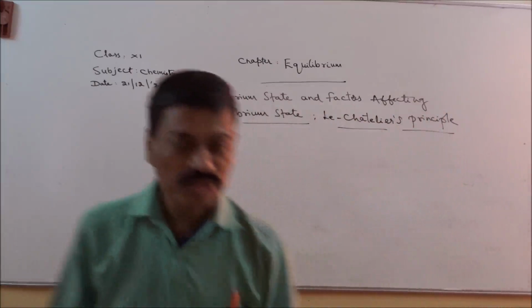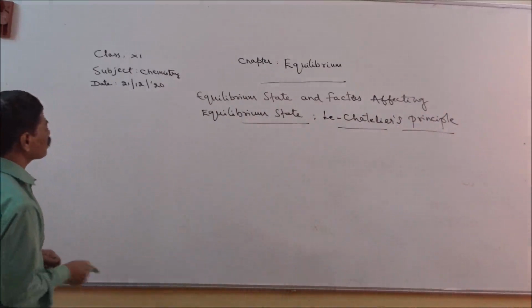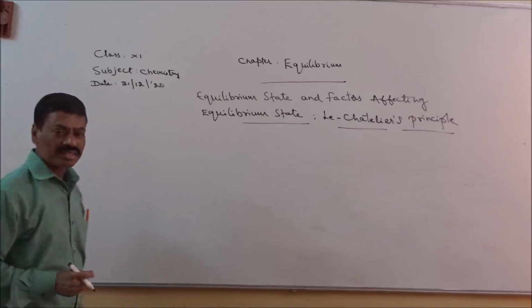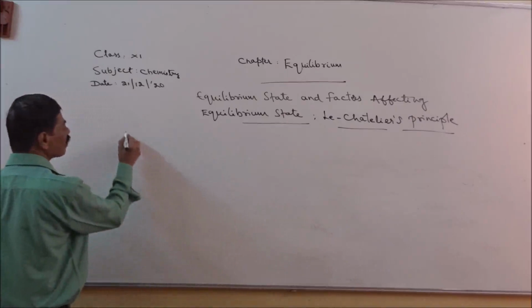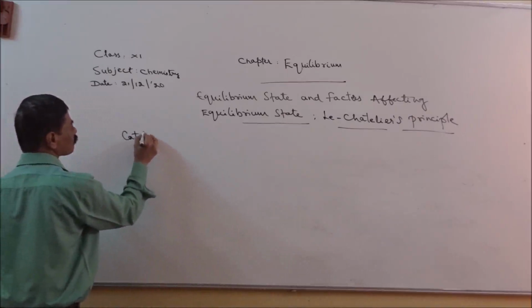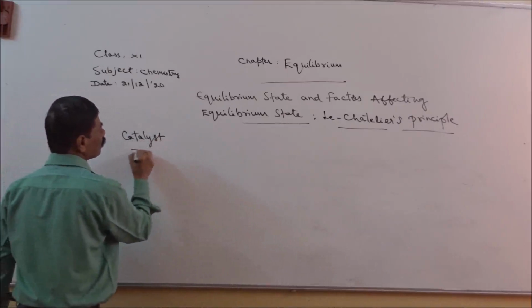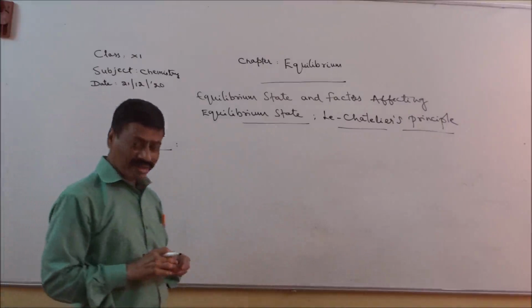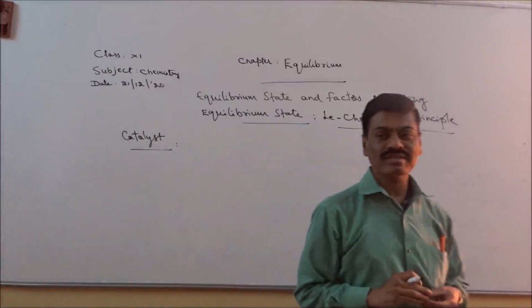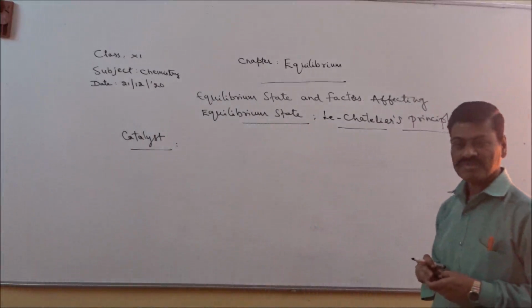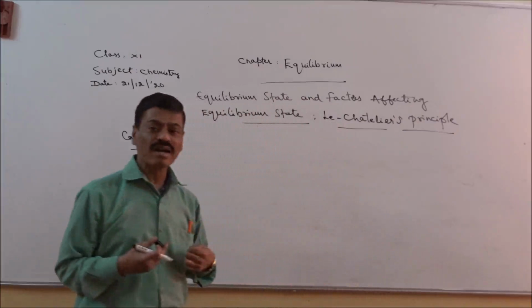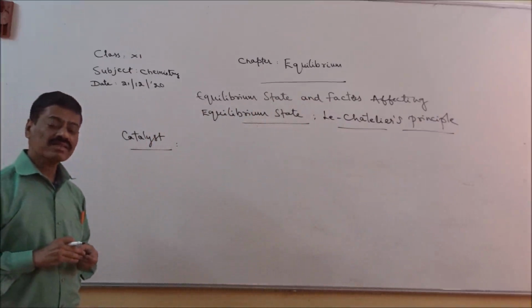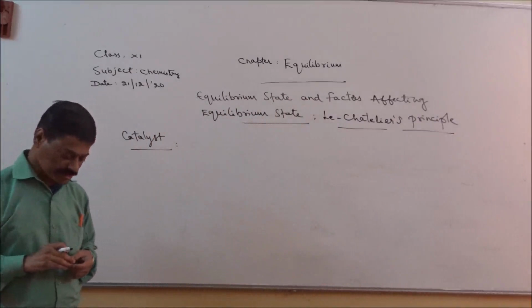Now we will move to the other factor. We have covered concentration, pressure, and temperature, and the last factor is catalyst. The role of catalyst in any reaction is to increase the speed of the reaction, right? The speed of the forward reaction and the speed of the backward reaction. That is the purpose of a catalyst.